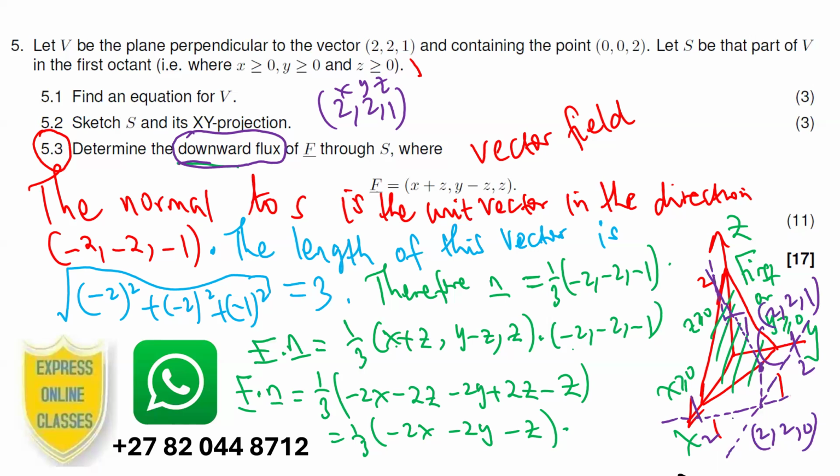Then you need a downward one. So this one is going to be coming from the origin to this. But now, if this is the case, then you want it to go down. So you're going to look at what is going to happen in the opposite direction. This is like going up and then it's going down. Going down, this one is negative 2, negative 2, negative 1. And this is why we're saying the normal to S is the unit vector in this direction. So we're looking at the negative vector there, which is in the downward direction in the first octant.